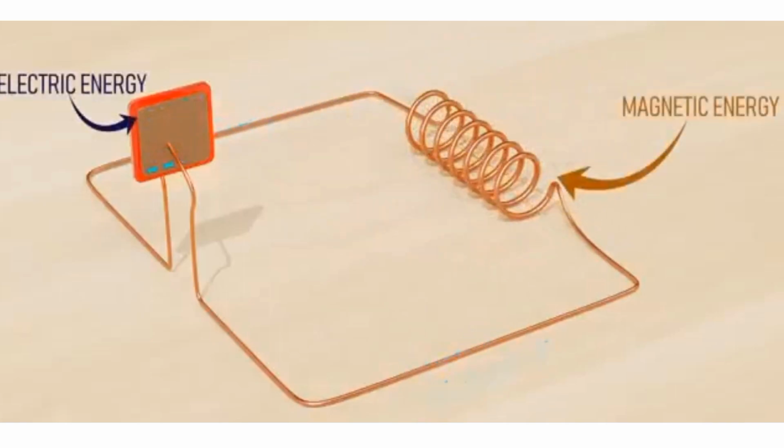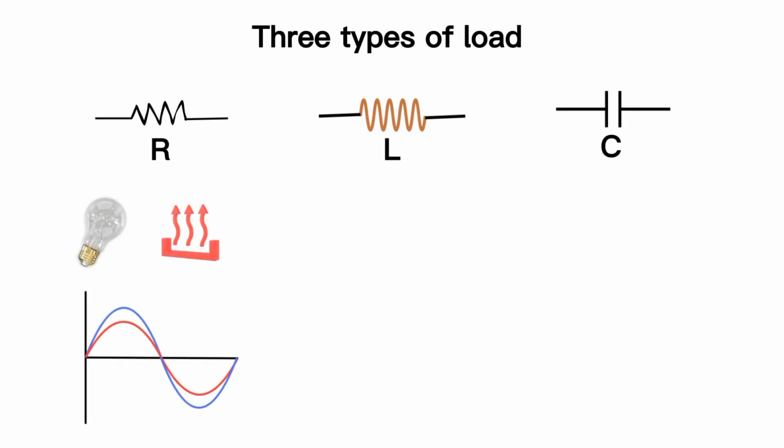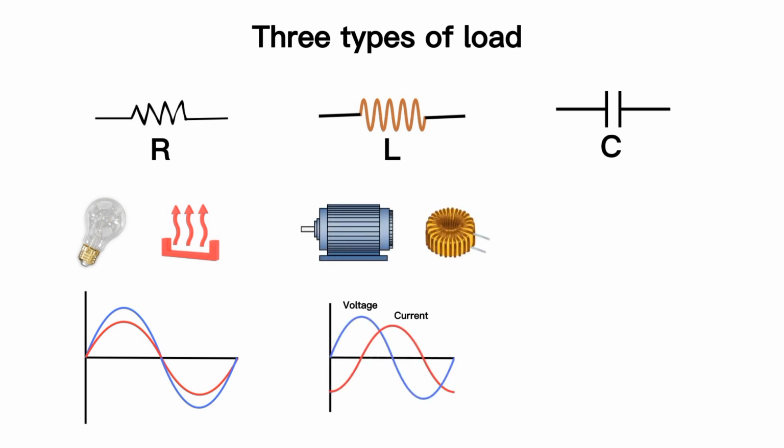Causes of poor power factor. There are three types of loads in electrical systems: resistive, inductive, and capacitive. Resistive loads, such as incandescent lamps and heating elements, consume electrical power in phase with voltage, resulting in a power factor of 1. However, inductive loads, like induction motors and anything that has a coil or winding, cause a phase shift between voltage and current, resulting in a lagging power factor. This means not all of the electricity is being used to do work.